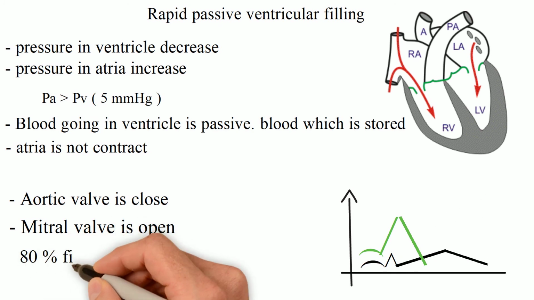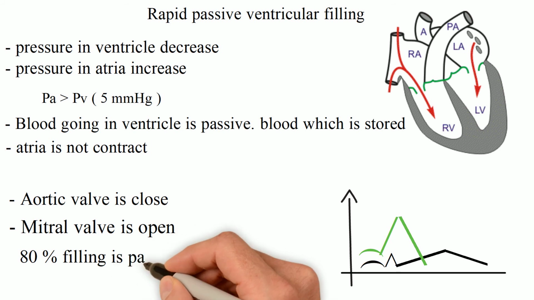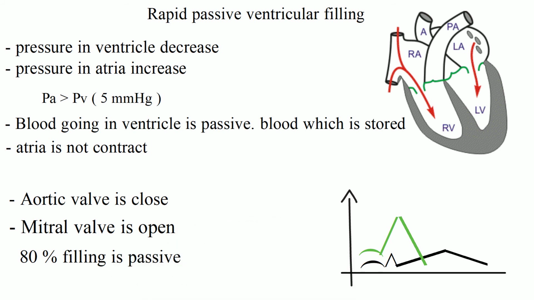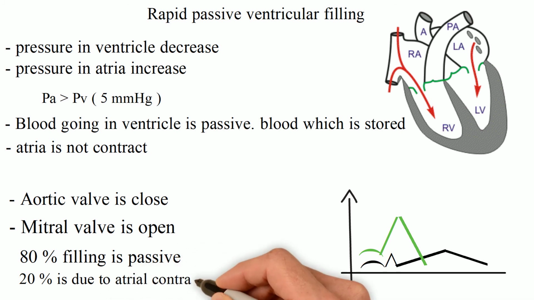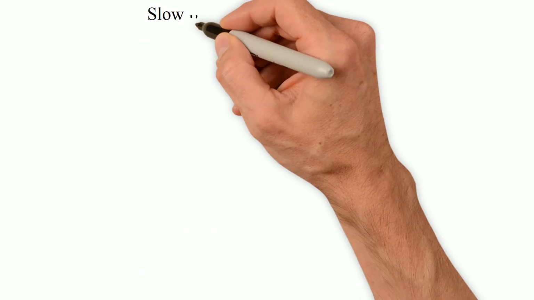In the heart, 80% of ventricular filling is passive because the atrium is just passing the blood which it has stored during previous phases, and 20% of ventricular filling is active, which is due to contraction of the atrium. Now our next phase is the slow passive ventricular filling phase.